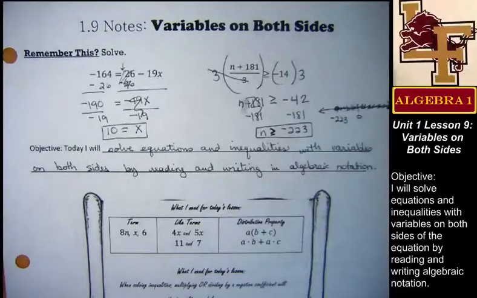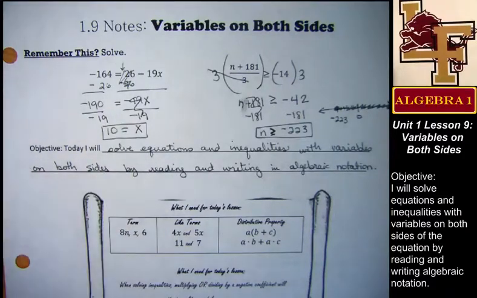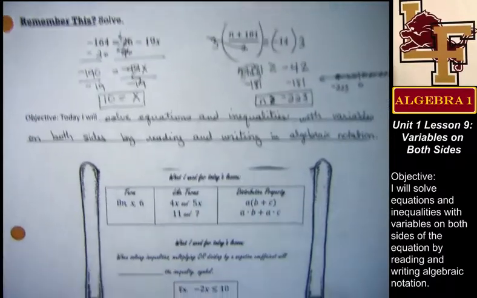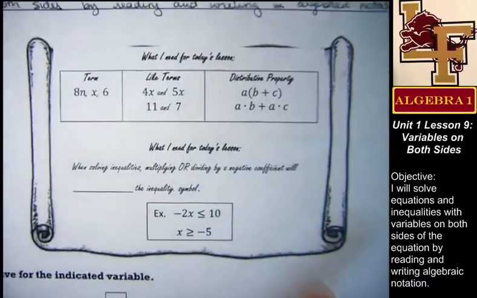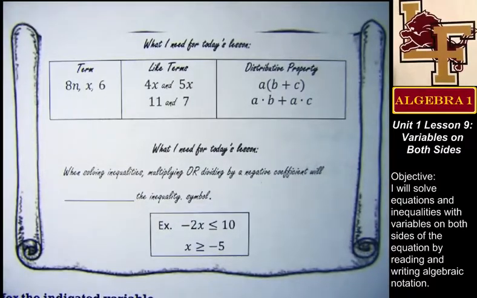Solve equations and inequalities with variables on both sides by reading and writing in algebraic notation. Lovely. That's what we're doing today. So we've already practiced how to handle it when we've only got one variable on one side of the equation. In order to handle variables on both sides, these are the things that we're going to need for today.